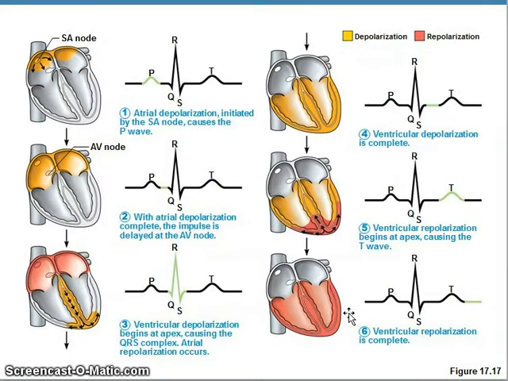We can run through it one more time just for a little bit more practice. So we're going to start at the SA node, which spontaneously depolarizes. This depolarization spreads across the atria, causing the P wave. That depolarization pauses briefly at the AV node, causing this little flat line, and then the depolarization is going to spread through the bundle branches and Purkinje fibers. This is going to cause our QRS complex. At the same time as the QRS complex, you get repolarization of the atria.